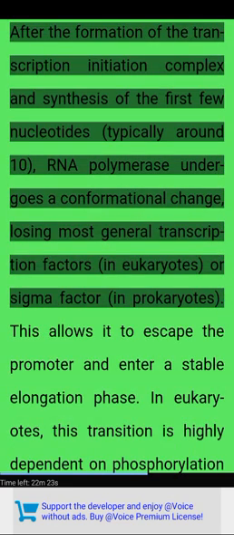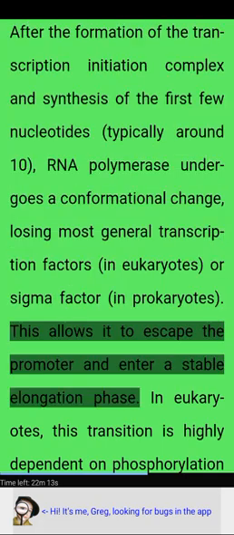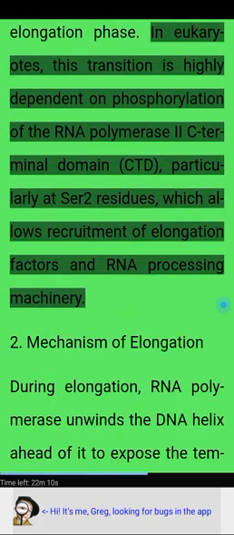After the formation of the transcription initiation complex and synthesis of the first few nucleotides, typically around 10, RNA polymerase undergoes a conformational change, losing most general transcription factors in eukaryotes or sigma factor in prokaryotes. This allows it to escape the promoter and enter a stable elongation phase. In eukaryotes, this transition is highly dependent on phosphorylation of the RNA polymerase II C-terminal domain (CTD), particularly at Ser2 residues, which allows recruitment of elongation factors and RNA processing machinery.